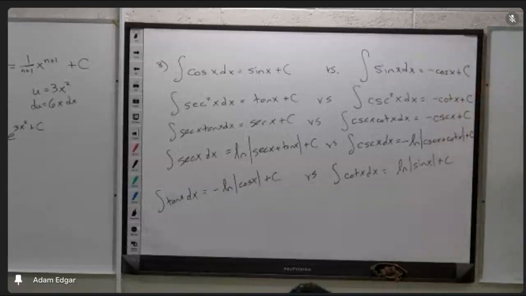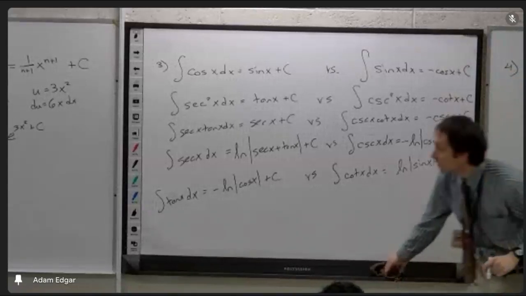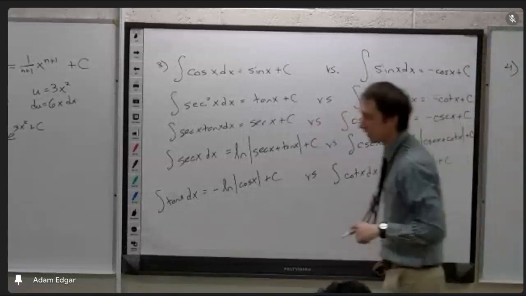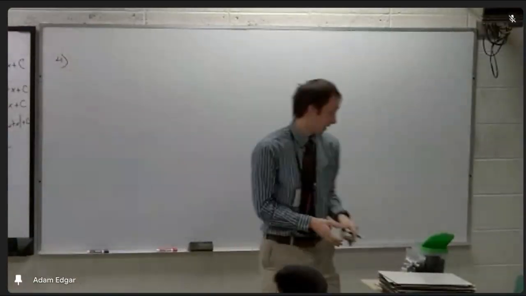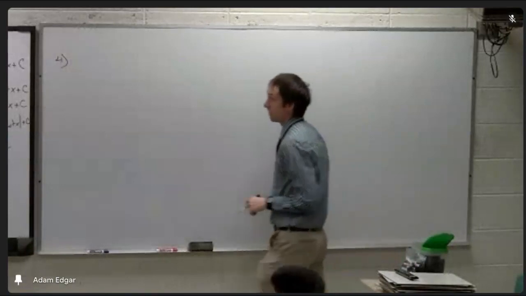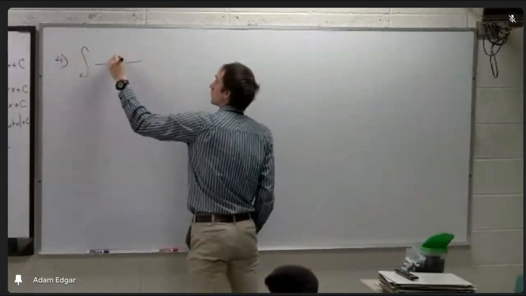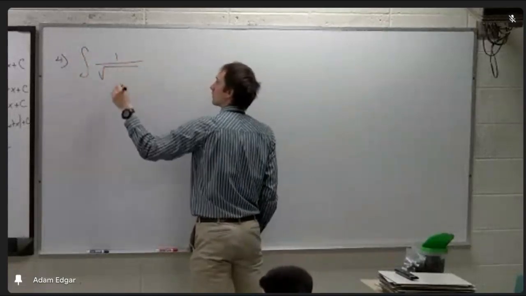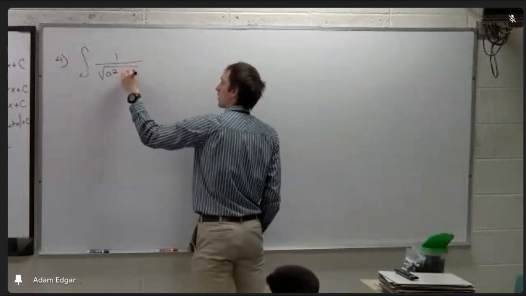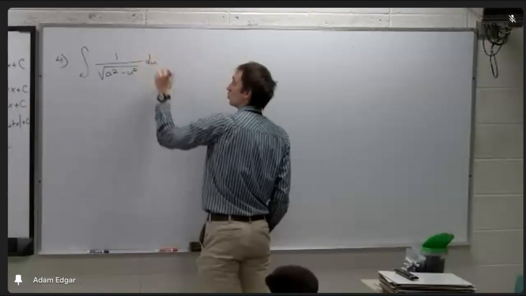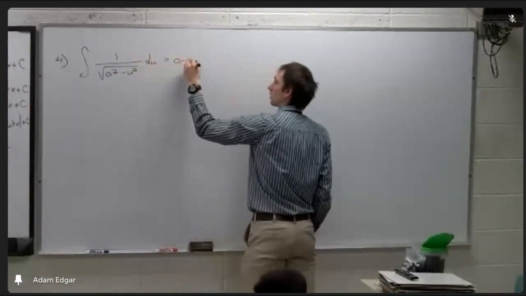Now, inverse trig functions. Oh, these are the ones with the 1 over. So inverse trig functions. This was chapter 5.7, I think. So the integral of 1 over root a squared minus u squared du is arcsine u over a plus c.